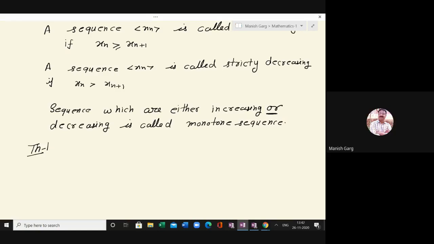Okay. So theorem 1 says, suppose you have a sequence xn which is a bounded increasing sequence.